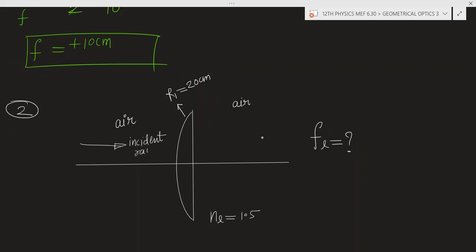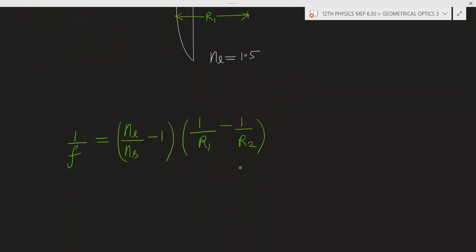Incident ray. So this direction will be the positive direction. For this surface, the center of curvature will be here. So this will be the radius of curvature R1. You will measure the distance in this direction, and this direction will be considered the positive direction. So R1 will be positive. So we will take R1 is equal to plus 10 centimeter.